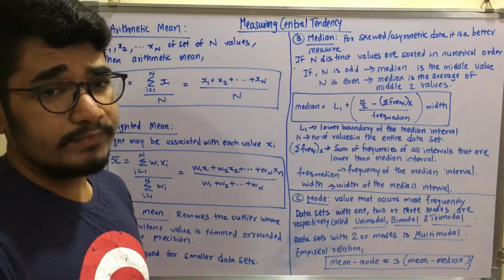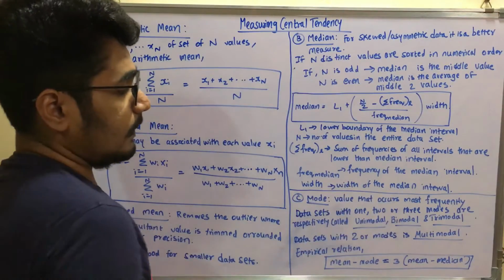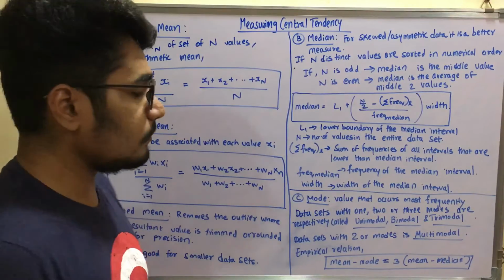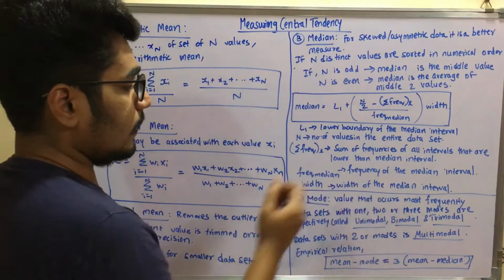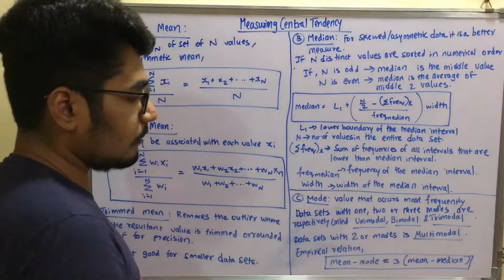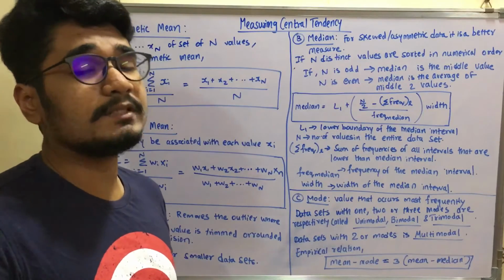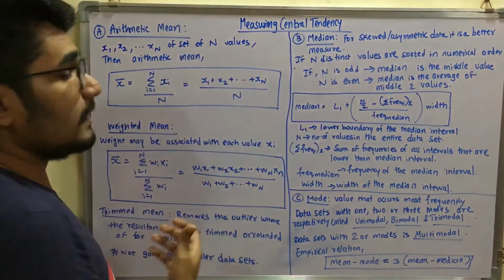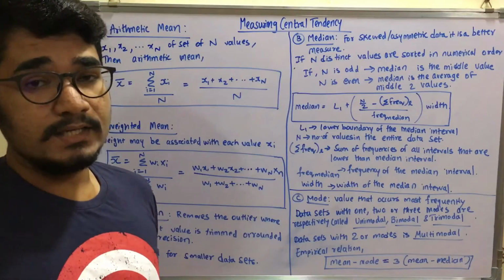There may also be data sets where you have two or more modes, in any combination. In that case, you call it a multimodal data set. There is also an empirical relation given for this: mean minus mode is equal to 3 times mean minus median. All these formulas, the mode, median and arithmetic mean, are very useful in calculating the measure of central tendency of data in data sets.